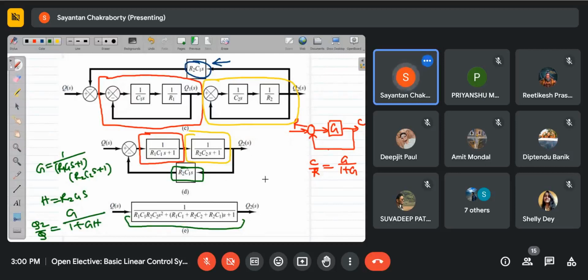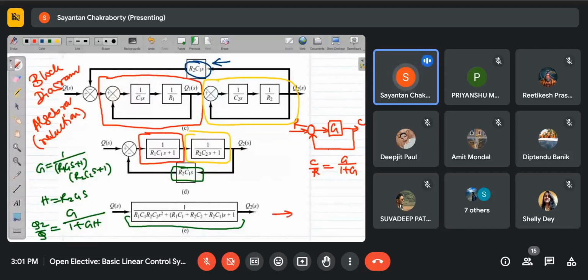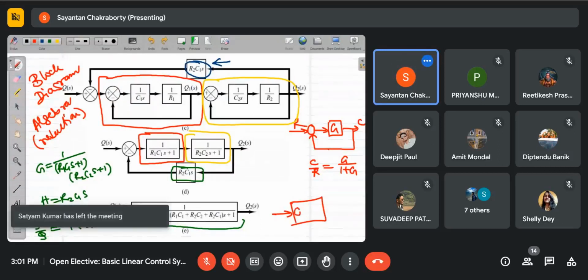And this is basically what we term block diagram algebra or reduction. Reduction means simplification. You simplify it and ultimately present it as output by input, a single transfer function like this one.